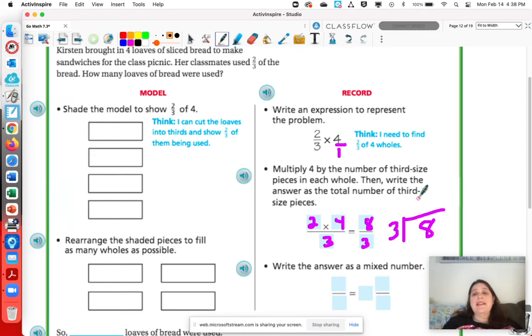3 goes into 8. This time it's 2. And 3 times 2 is 6. And we get a remainder of 2. Remember, the remainder goes on the top of the fraction. And the outside, the bottom is the outside. So we get 8/3 or 2 2/3.